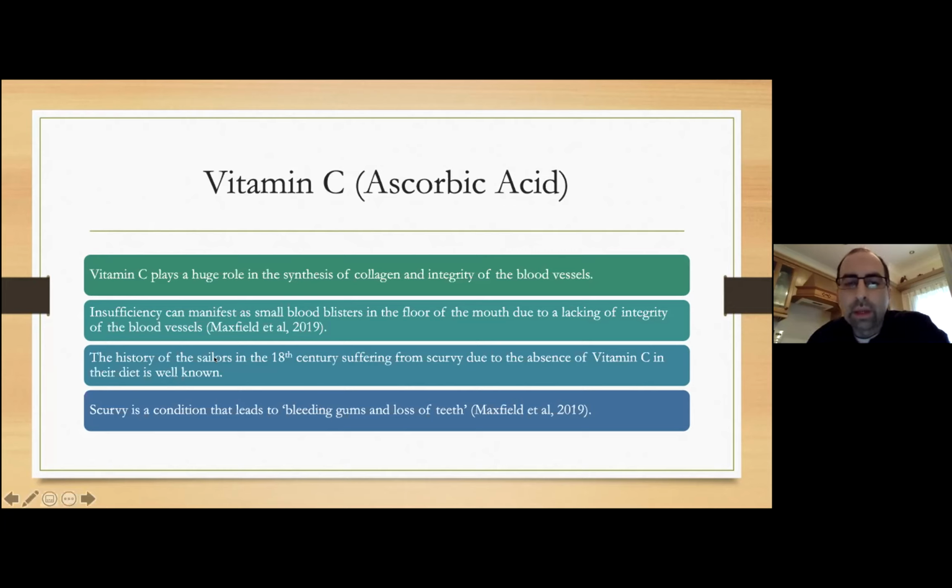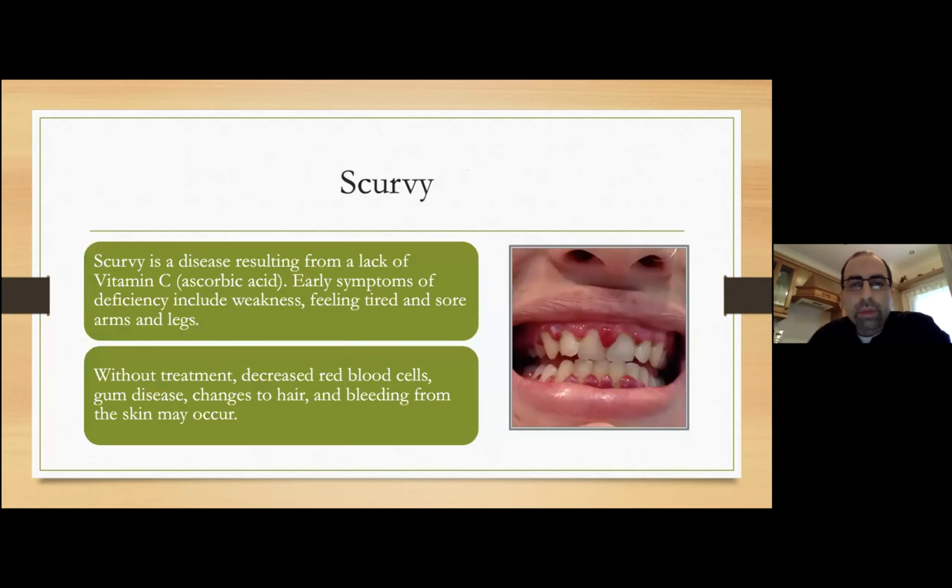In a more severe form of scurvy. This is a picture of a person with scurvy. You can see that their gums are very red, inflamed, very swollen. It's bleeding. This is because they're lacking in vitamin C, and the blood vessels in their gums have not formed properly, and have developed into these sort of red areas, and it's called scurvy.